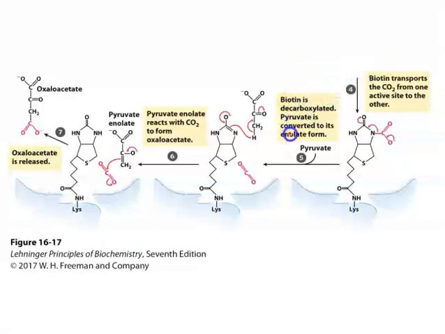So biotin is decarboxylated. Pyruvate is converted to its enolate form. Why? The enolate form has a higher energy state. And here you see the combination of the CO2 with the enolate form of pyruvate. This coupling is non-enzymatic. Do you see that? There's nothing here on the enzyme that is affecting this. What does the enzyme do? The enzyme helps to elevate the energy state of pyruvate to the enolate form, and then we have this non-enzymatic coupling of CO2 to pyruvate.